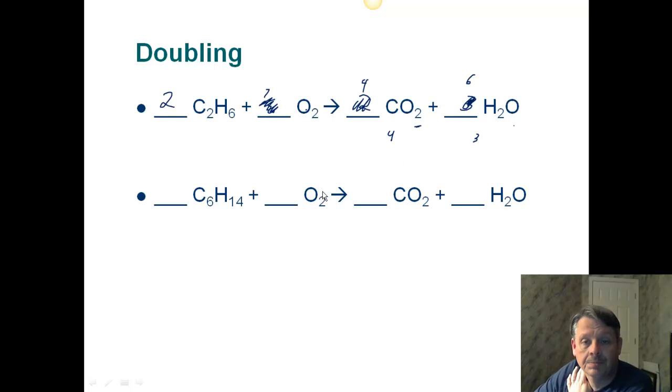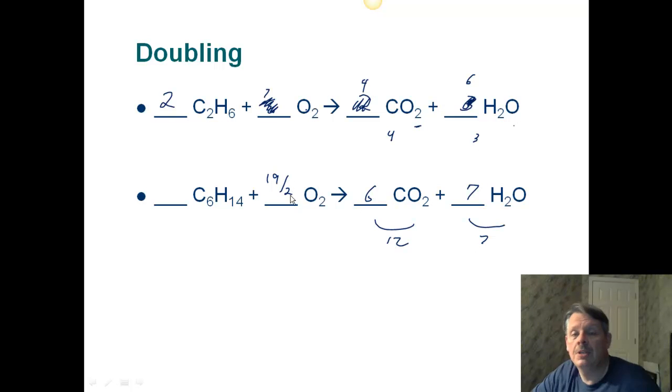All right, I've got 6 carbons. I've got 7 H2Os to make 14 hydrogens on both sides. And now when I count my oxygens, I've got 12 here, and I've got 7 there, for a total of 19. So that's 19 over 2. So what I need to do is multiply everything by 2.